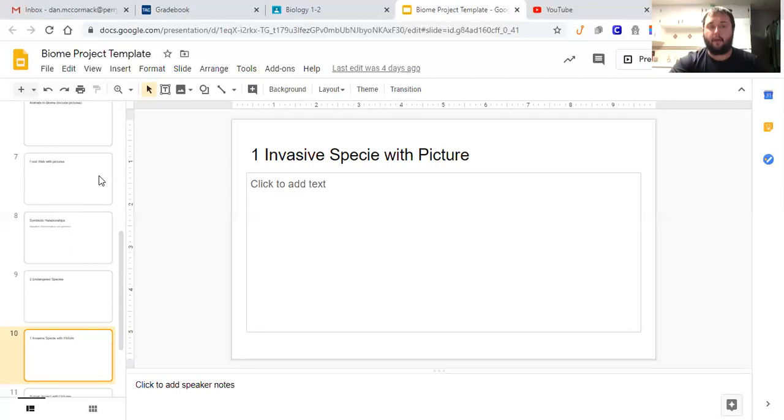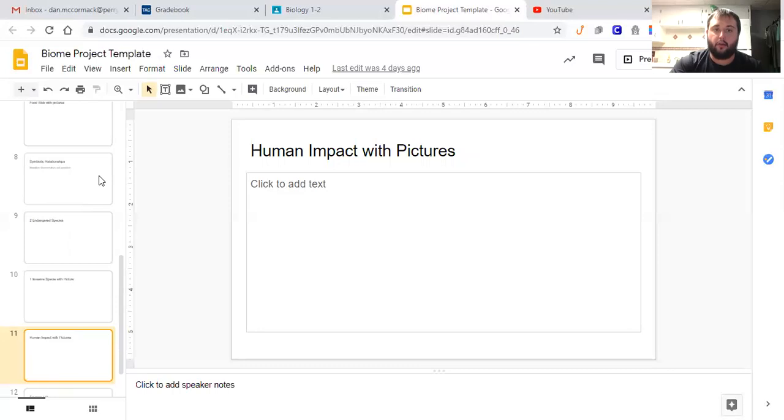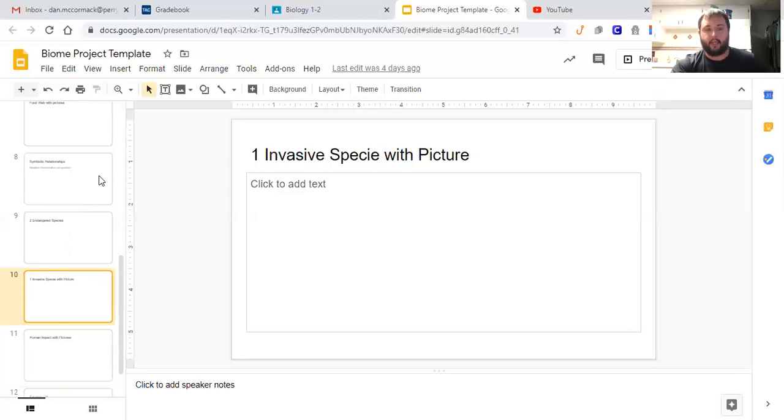Okay. After today, you should only have 1 slide left. Your human impact slide with pictures. That should be the last one. That's what we're going to work on Wednesday. So make sure that you're getting caught up. I want to give you a day or 2 to make sure that you're making it look nice. You're adding your slot, you're adding your pictures, you're adding your color.